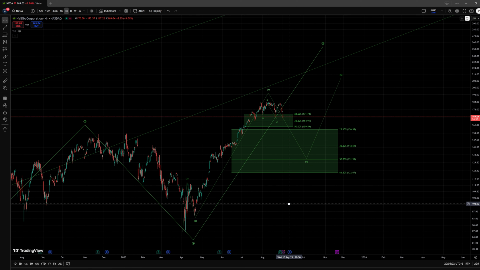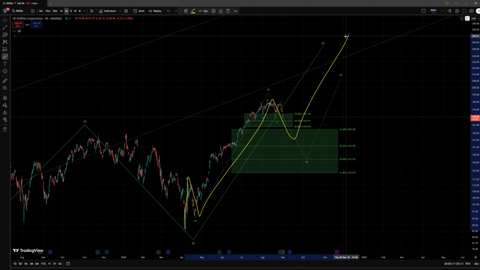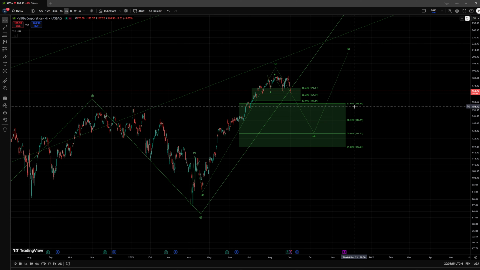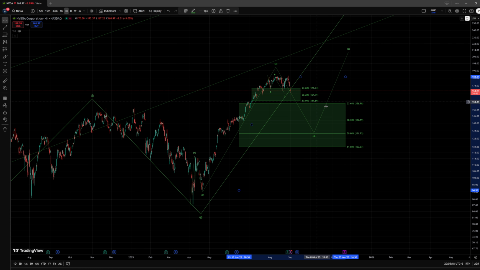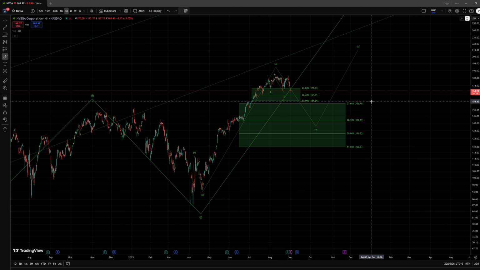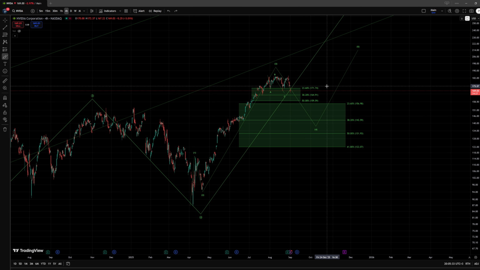Now this could be tracked both as an impulse and as a diagonal pattern, but in the idea that this could be developing as an ending diagonal in a fifth wave here, within this fifth wave we had two support zones provided in the previous video. One of them was for the large wave 4 that would be developing, and in that case we would be looking to find support in the area between $157 down to the $122 level.